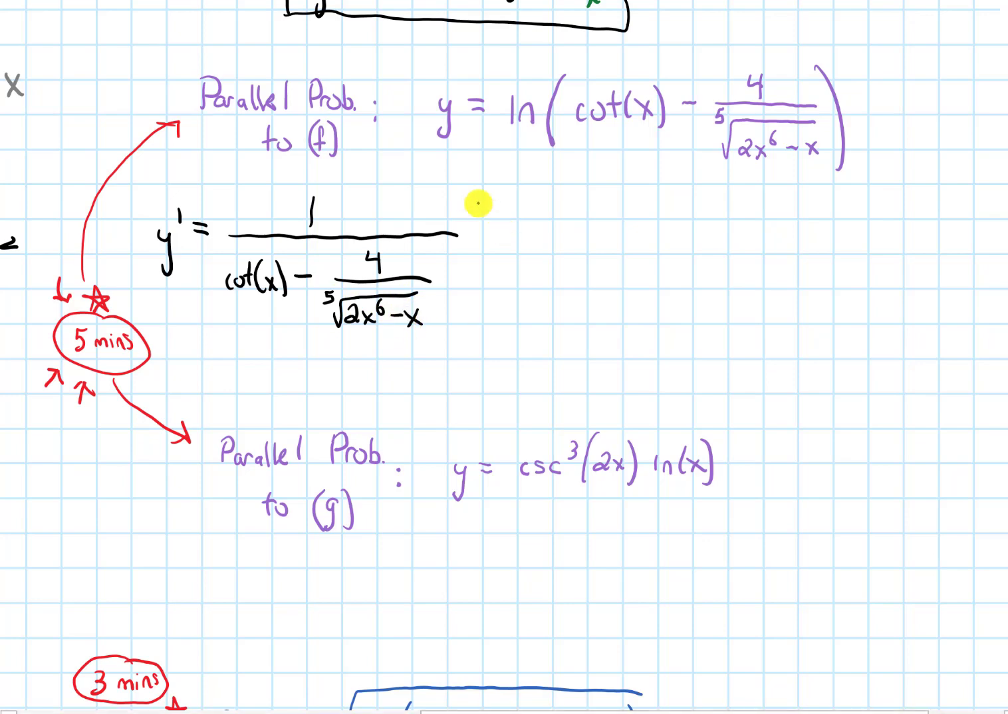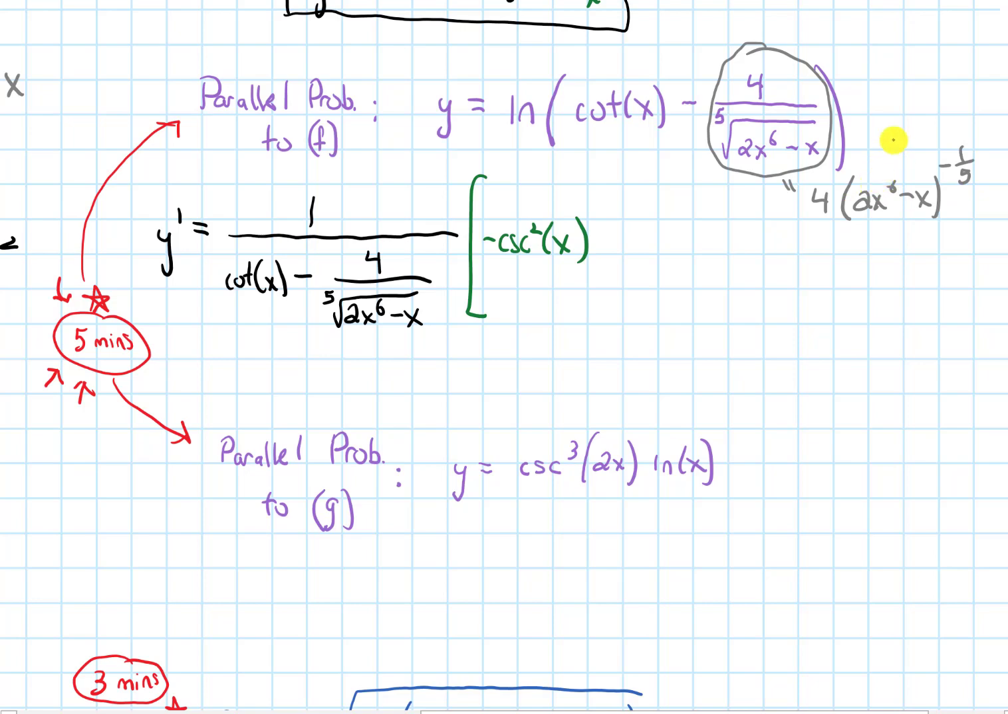Okay, and then the chain rule says, now multiply by the derivative of that stuff inside. So the derivative of cotangent is negative cosecant squared x. And for the derivative of this fractional thing, it's going to help to rewrite the root as a power. The 5th root is a 1 over 5 power. And if I bring that to the numerator, we'll get 4 times 2x to the 6th minus x to the negative 1/5 power. And now I just do chain rule on this. I get to avoid quotient rule altogether.